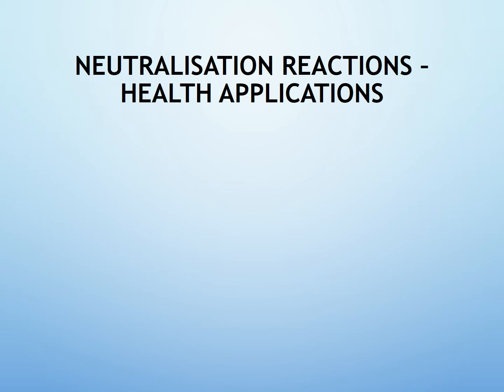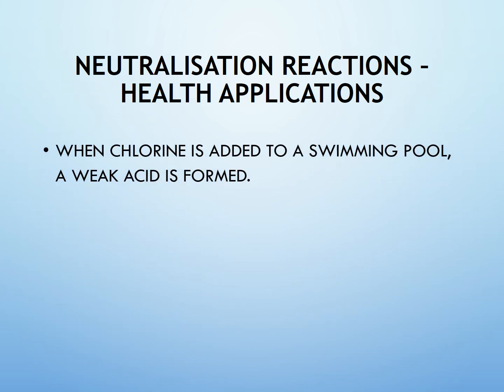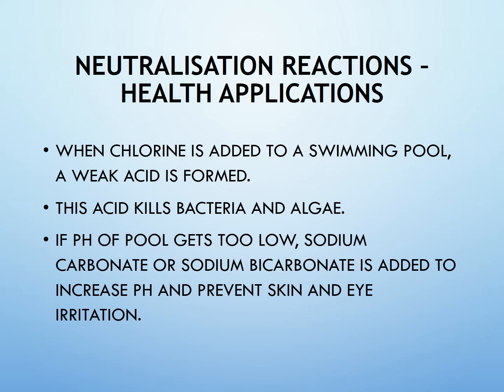We can also add chlorine to swimming pools to protect us from bacteria and algae that are likely to grow in it. By adding the chlorine, we make a weak acid. If we add too much chlorine and the pH becomes too acidic, we can balance this out by adding a base of either sodium carbonate or sodium bicarbonate to increase the pH and stop the irritation of our skin and eyes.